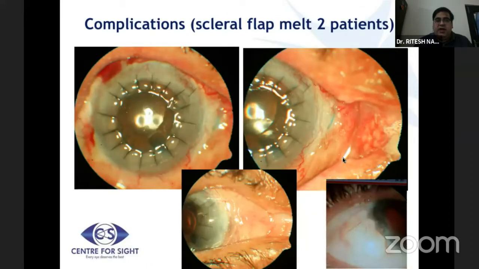Amongst complications, we had scleral melt in about 2 cases. This is one of the patients wherein, and the most common feature which I feel in these cases where you have a melt is when the conjunctiva retracts and this flap area doesn't get nicely vascularized. This causes the haptic to get exposed, and this patient required a patch graft.